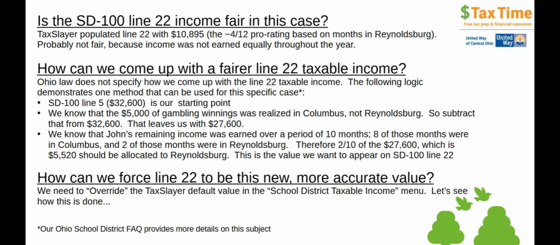So we know that John's remaining income, the W-2 income, was earned over a period of 10 months, and 8 of those months were while he was in Columbus, and 2 of those were in Reynoldsburg. So we're going to allocate 2/10 of the 27,600 to Reynoldsburg, and that comes out to 5520. So we would like 5520 to be the number that appears on SD 100 line 22. So how can we force line 22 to be this new value rather than the default value that TaxSlayer uses? Well, let's go jump into TaxSlayer and see how this is done.